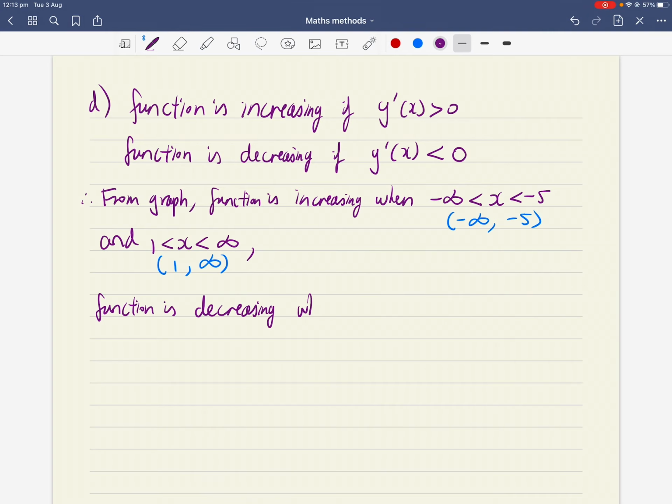the function is decreasing when it's between -5 and 1, again not inclusive. If you prefer the bracket notation, it will just be round bracket -5, 1, because it's not inclusive.